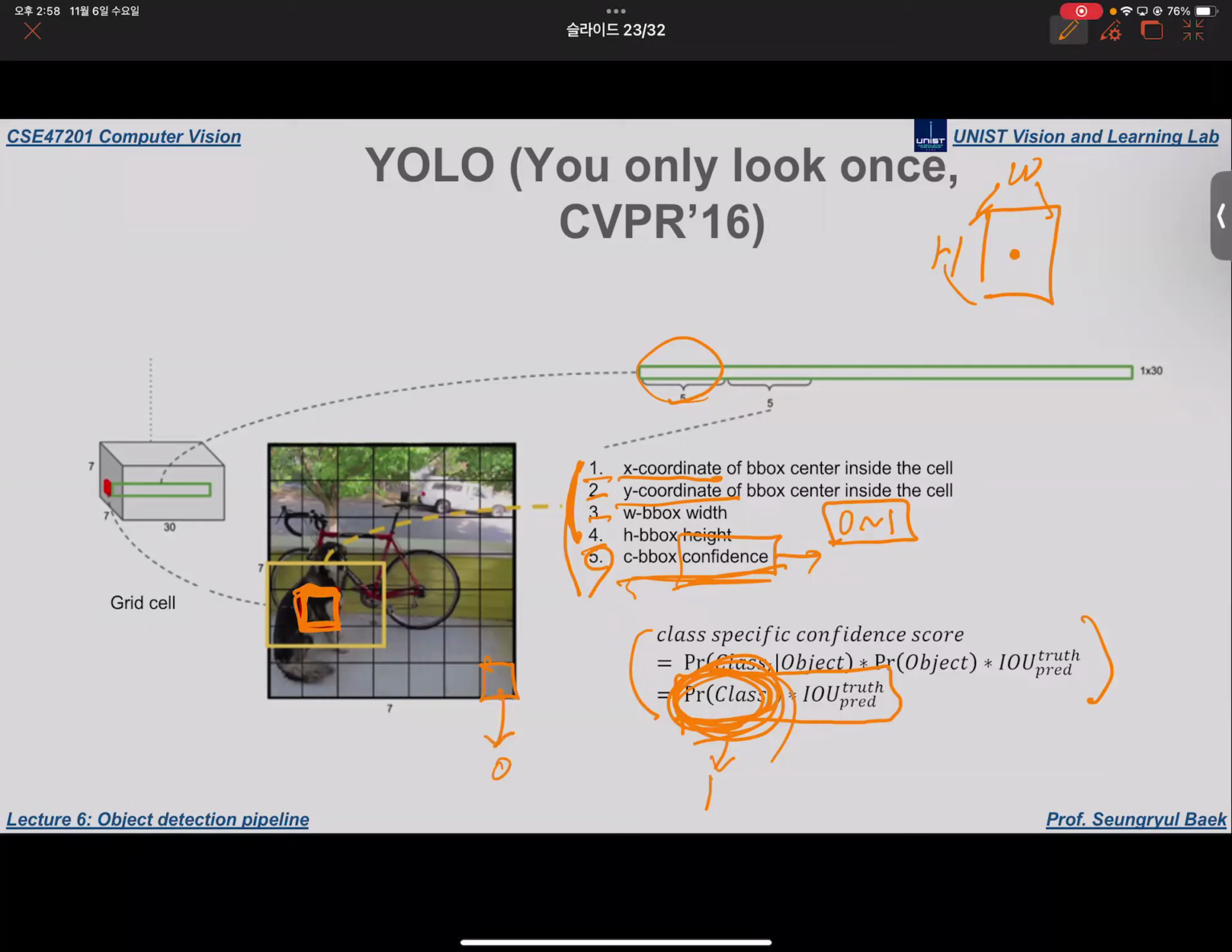So when training the network, we know whether the grid has an object inside or not, and we can decide this value to be either 0 or 1. And we also have to reflect the IOU, which means intersection over union.